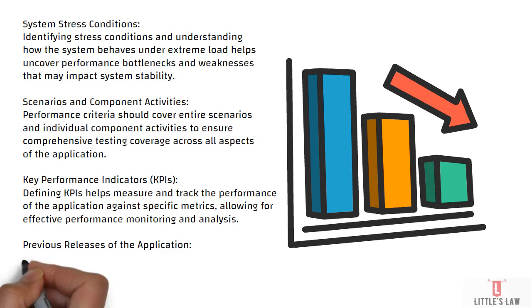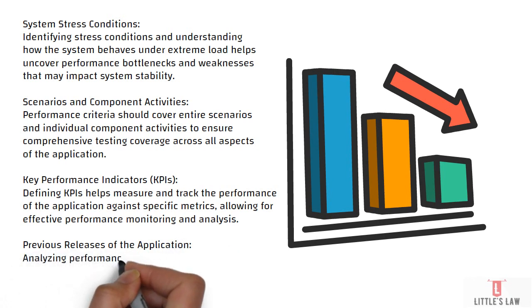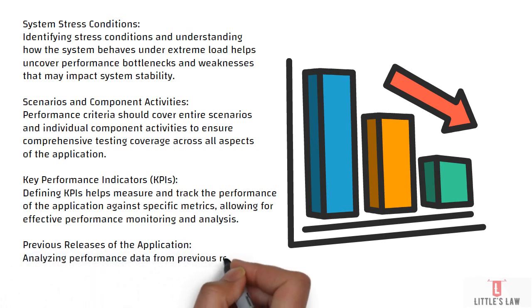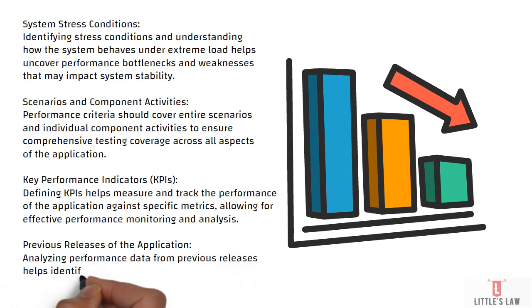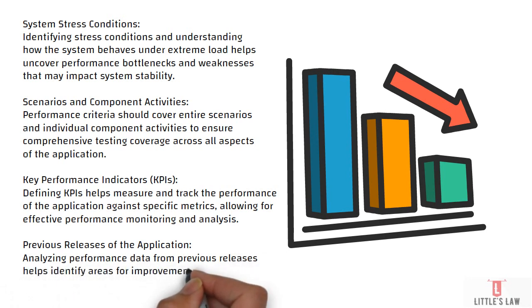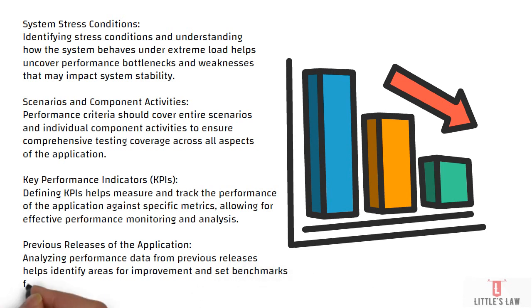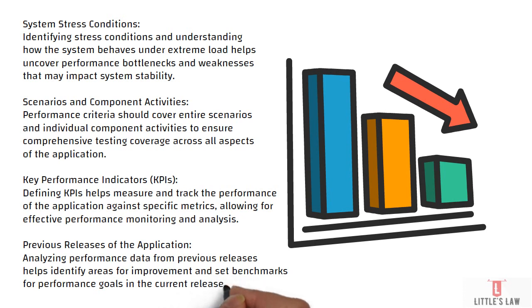And now coming back to the KPIs, which we call key performance indicators. Defining the KPIs helps measure and track the performance of the application against specific metrics, allowing for effective performance monitoring and analysis. When coming to the example, we track the KPIs such as average response time, throughput, error rates, and resource utilization to measure the application's performance against predefined targets.